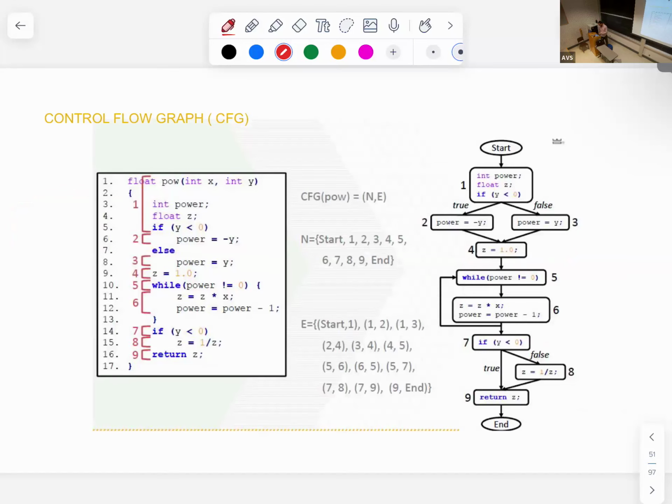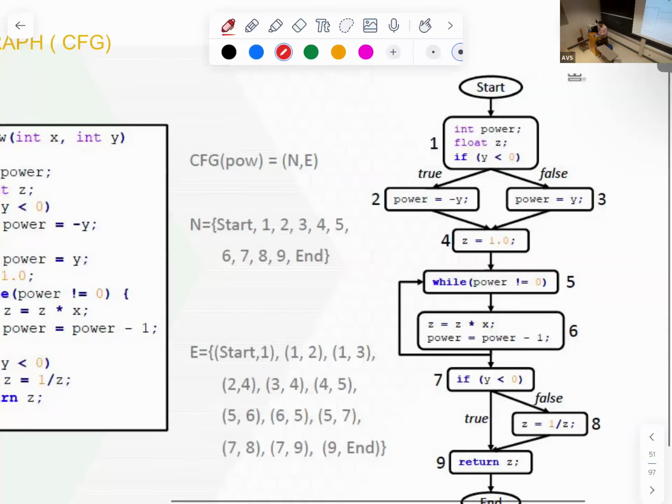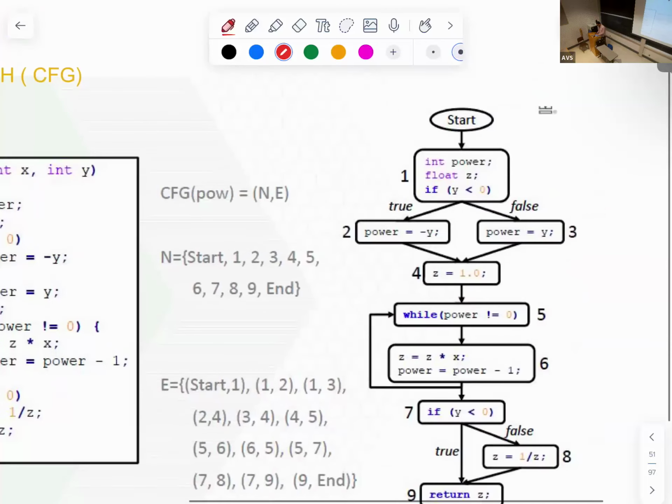So going back to this example that we have, this is the basic block view. You can easily now see how this becomes much more understandable to the human eye when we are seeing something like this, right? So your program starts from the top, it goes through this sequence of initialization of the power and z, and then the if condition. If the condition is true, then we run basic block 2.